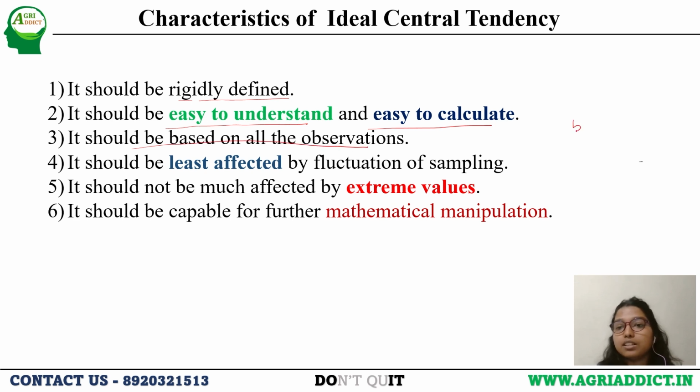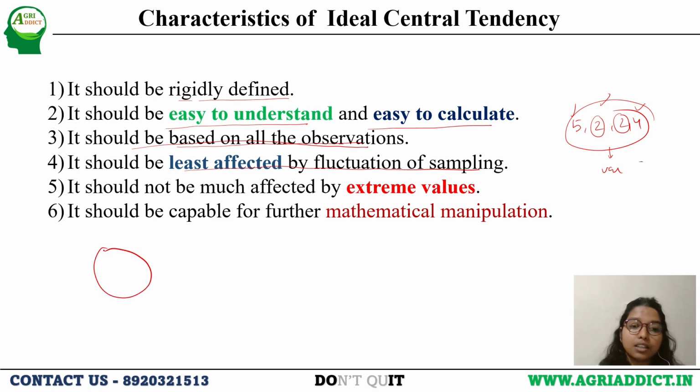For say we have this observation 5, 2, 2, 4 and we are taking only two observations, not taking the other two. Then the value which will be coming will not represent the whole data. And we studied in the previous slide that central tendency is the value which represents the entire series of the data. So if we are saying ideal central tendency's characteristics, it should be based on all the observations.